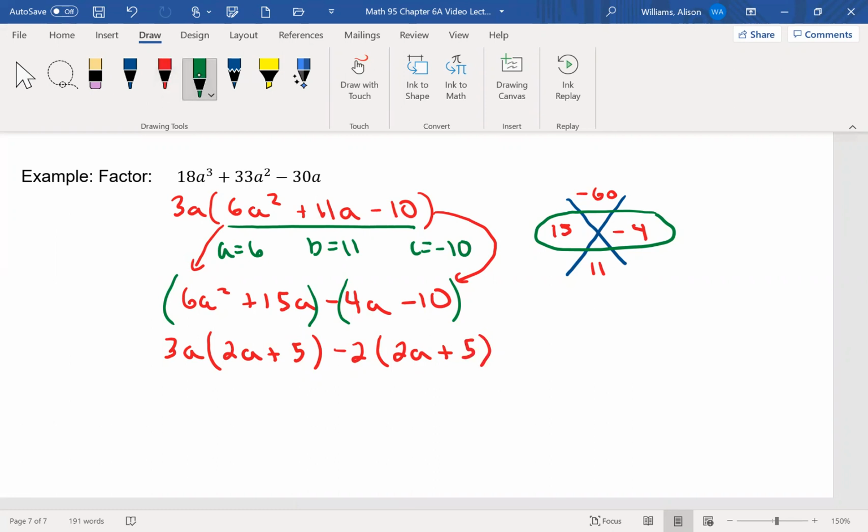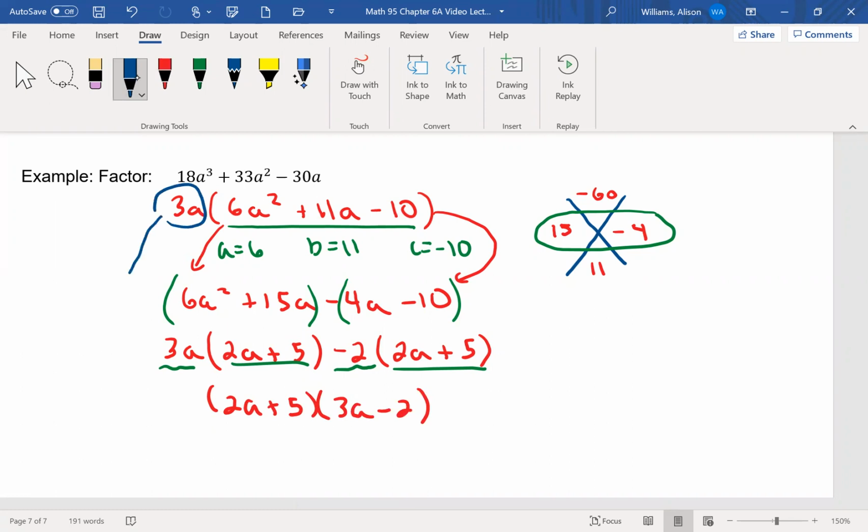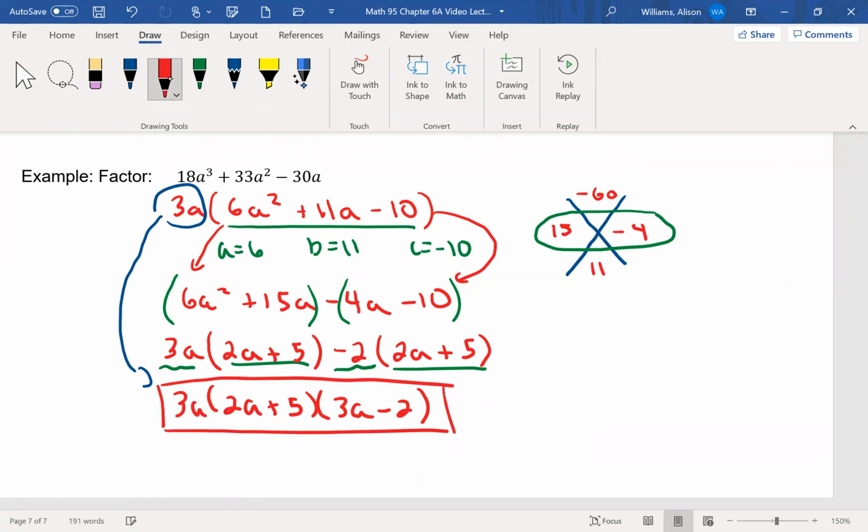All right, so there's my blob. The 2A plus 5 right here and here. So I'm going to factor out 2A plus 5. And then in front, I'm left with 3A minus 2. And then I don't want to forget, I want to bring down the GCF here of 3A and put that out in the front. And then that would be my final answer.